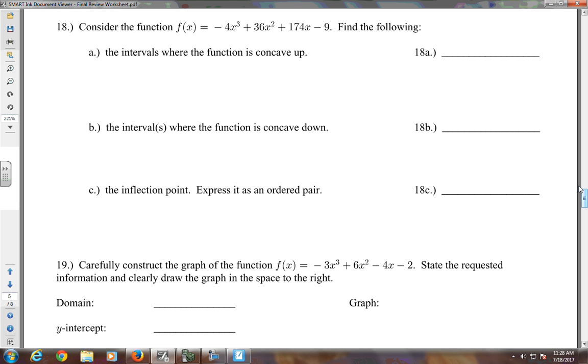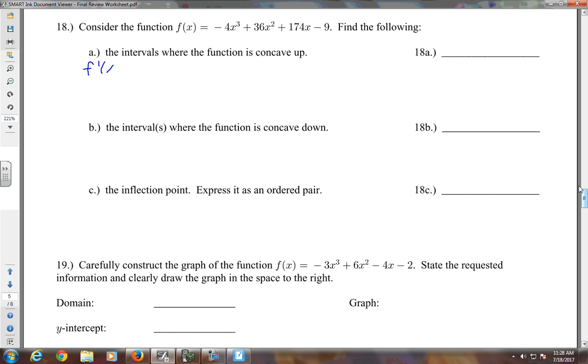So remember, if the problem says, where is the function increasing or decreasing? I analyze the first derivative using that sign graph. If the problem says, where is the function concave up or concave down? I analyze the second derivative using the sign graph. Okay? So, first of all, we need to get our derivatives, right?